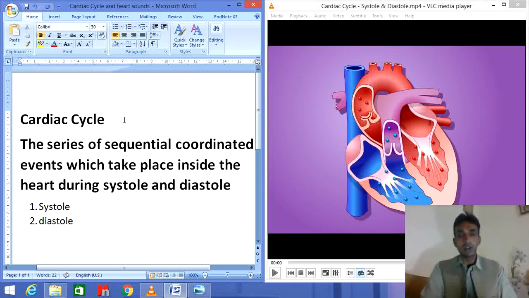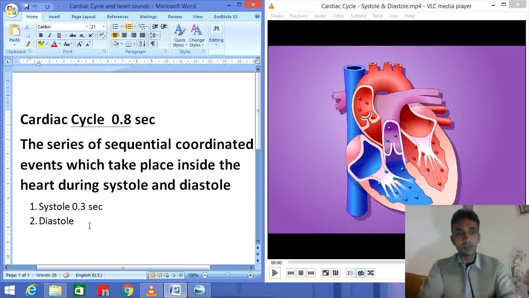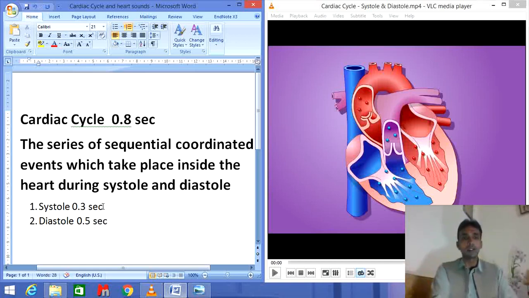The whole cardiac cycle takes 0.8 seconds, which is less than 1 second. 0.3 second is taken by the systole, contraction of heart, while 0.5 second is taken by the relaxation of heart or diastole.